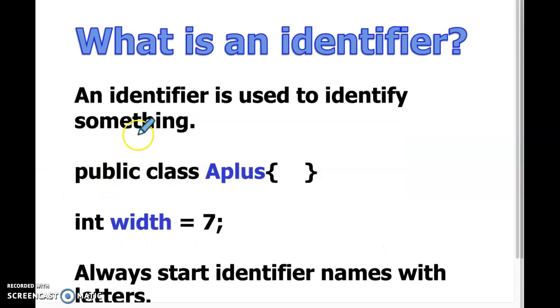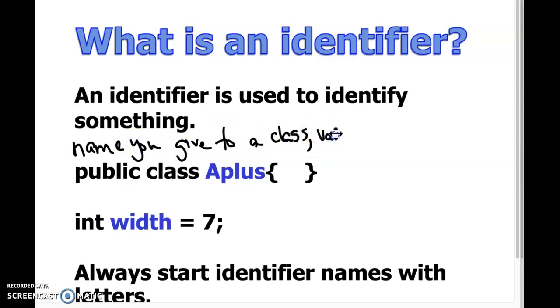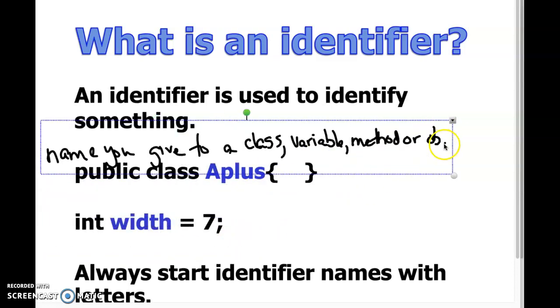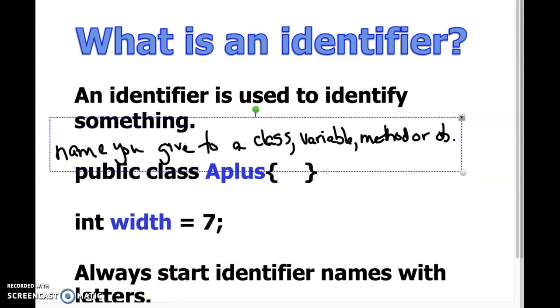Okay, what is an identifier? So an identifier is used to identify something. If that wasn't super clear, I don't know what else is. So it's basically the name you give to a class, variable, method, or object. Okay. Sorry, I keep hitting the button on the stylus. So, or object, that should say object there.